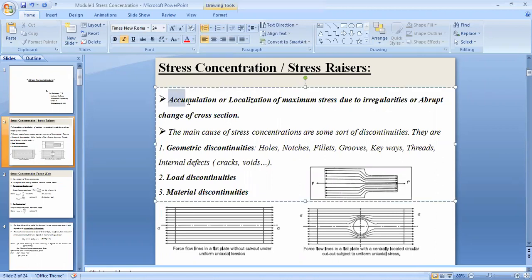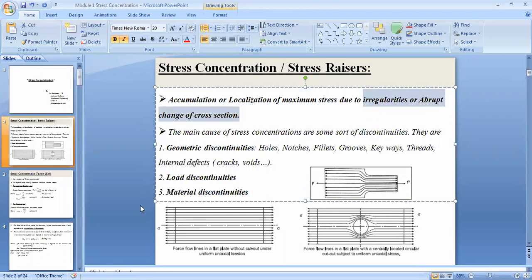Now, what is that stress concentration, also called stress risers? How to define it? The accumulation or localization of maximum stresses due to irregularities or abrupt change in geometry or abrupt change in cross section. That we call stress concentration. I hope you understood what stress concentration is. Stress is concentrated at a particular location or particular point. That is called stress concentration. Whenever there is an abrupt change in geometry or irregularities present in the geometry, you can see the stress is concentrated.